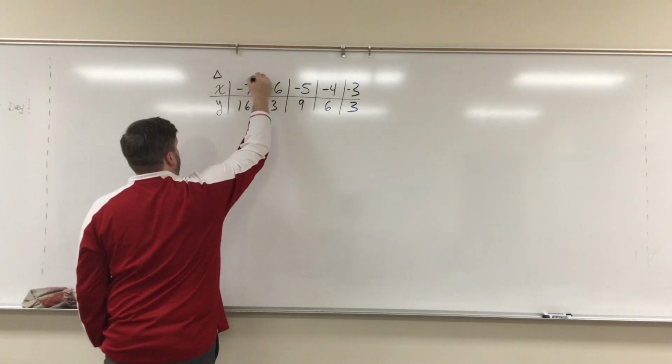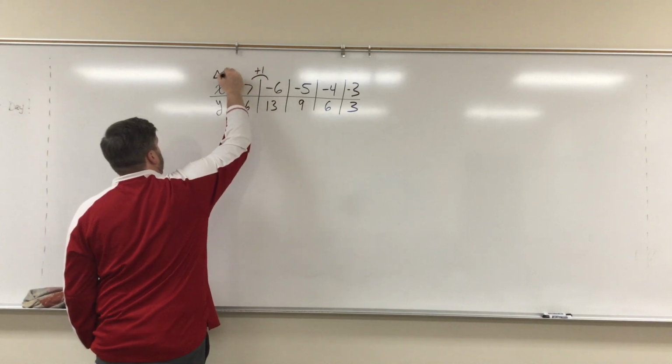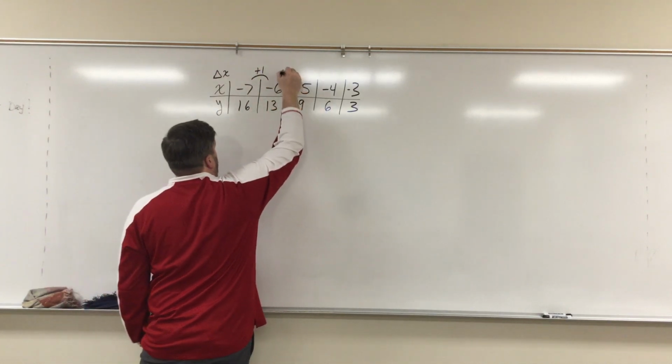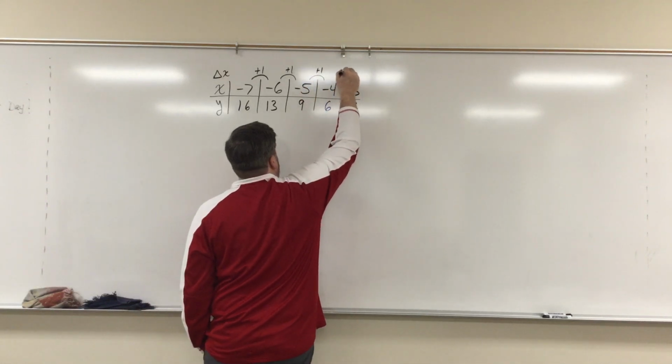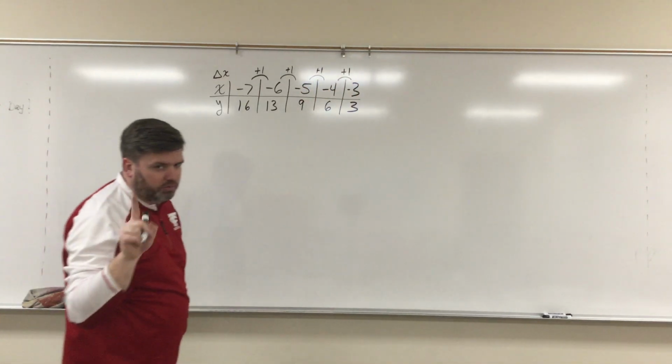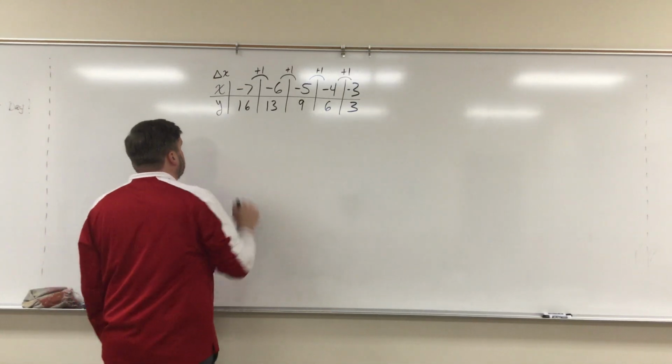-7 to -6 is +1. -6 to -5 is +1. -5 to -4 is +1. -4 to -3 is +1. Don't look for a pattern.